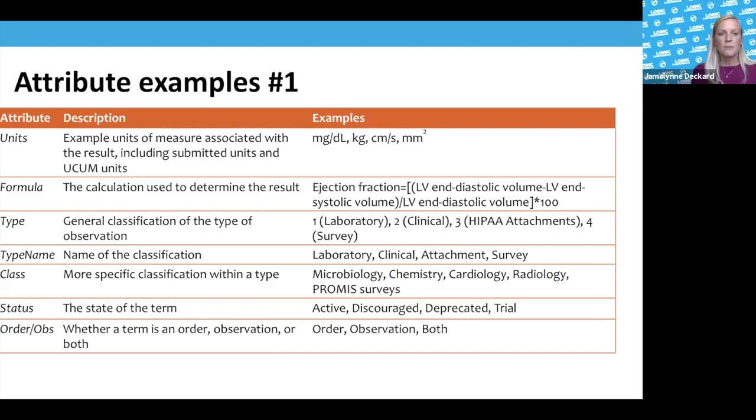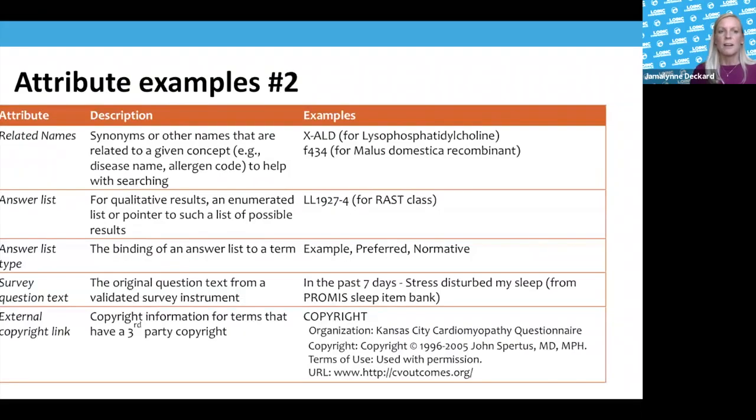The status of a term, whether it's active, deprecated, and so on. The order obs, whether it's an order only, so panel codes, batteries, things like that would be order only, whereas certain test results would never be ordered by themselves, so they would be observation only. And then some are both, where they could be ordered and observed. We have lots of related names that help with searching. We have answer lists for codes that have a specific or defined answer list, like for qualitative and nominal codes. The answer list type indicates the binding of that answer list, whether it's just an example, which in the lab space, almost all are just examples.